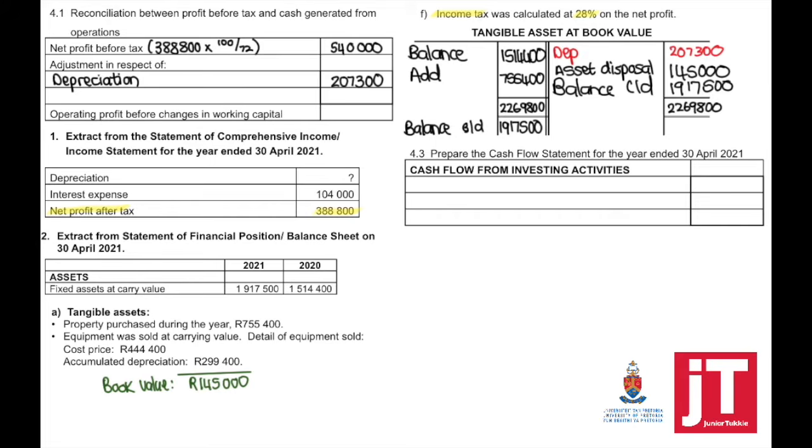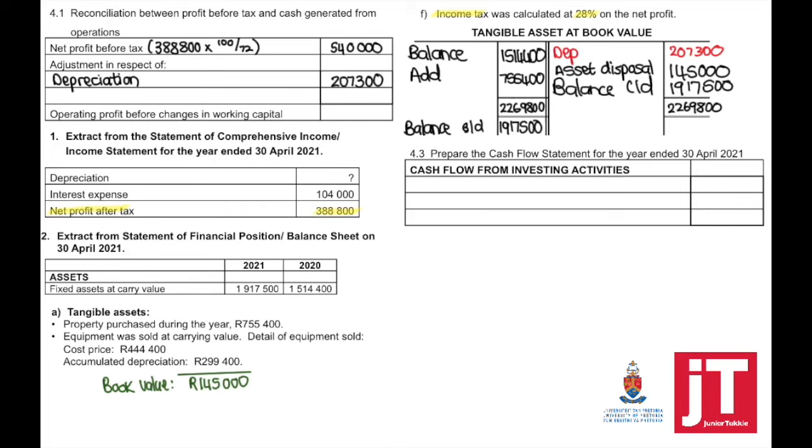Take note, it must be no brackets. Why? When we eliminate expenses, to eliminate that, we need to add. Why? On the income statement, it would have been subtracted. So to eliminate that, we need to do the opposite.